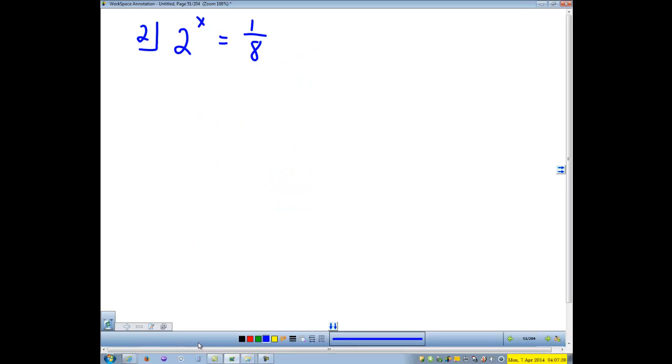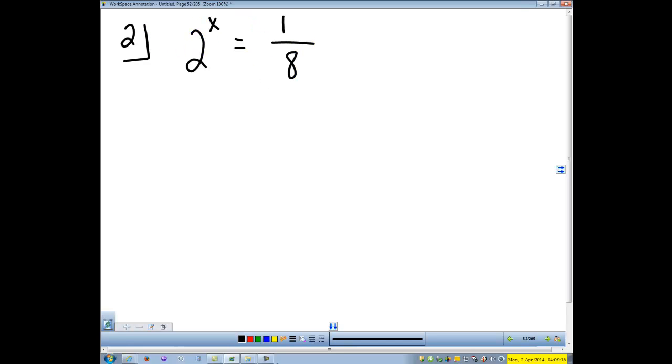Example 2. Looking at this expression, I have 2 to the x equals 1 over 8. I need to have the same base. 2 is already broken down as far as it will go. So look at 8. I can rewrite 8 to be 1 over 2 to the 3rd power. I still do not have the same base because 2 and 1/2 are not the same base.